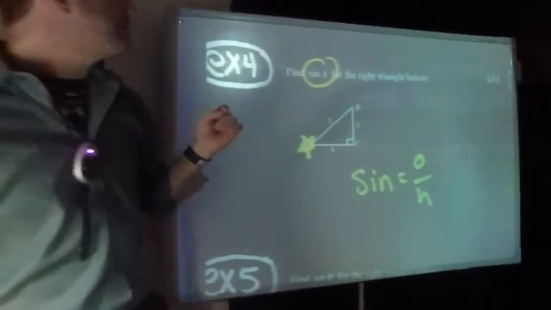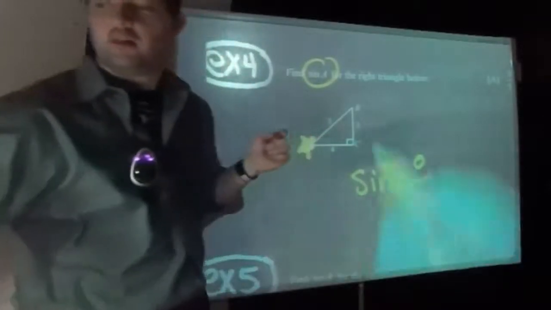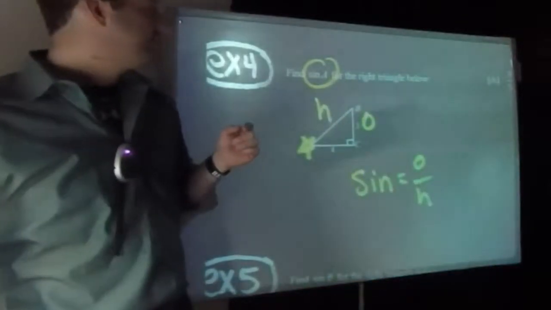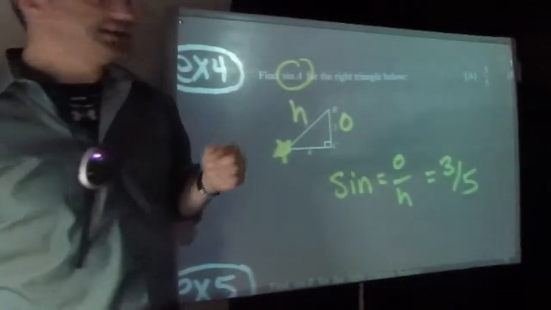So what is my opposite? Is it 3, 4, or 5? 3. Opposite is there. What's my hypotenuse? 5. So I go 3 over 5. Enter. That is it. It does not reduce.